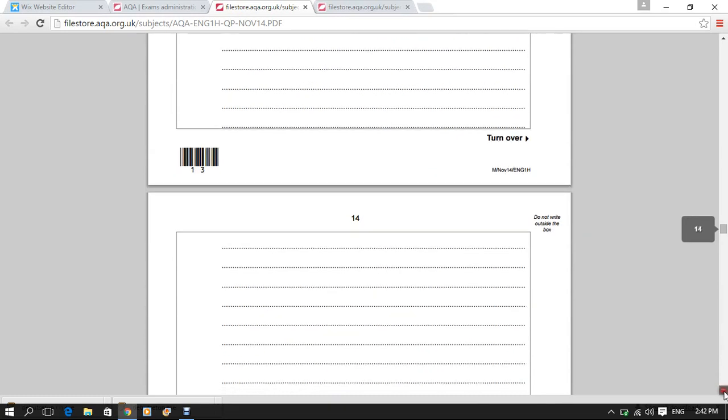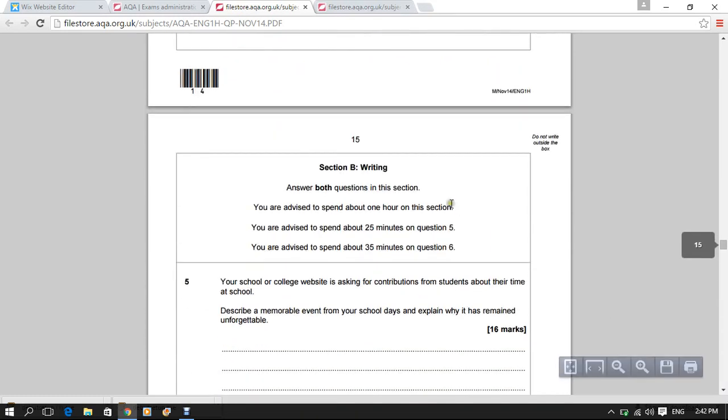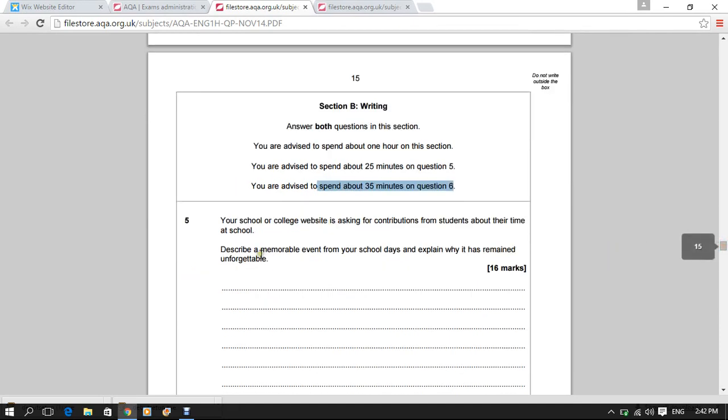Once you've completed the reading section, then the last 2 questions on the paper are for your own writing. And all the way down here then, we've got question 5 and 6. Now, one of the first things you've got to note is that question 5, you're asked to spend about 25 minutes on it, whereas question 6 you're asked to spend about 35. So these aren't equal. So question 5 will always be a describe question. So we can see here we've been asked to describe a memorable event from your school days. I'm sure there's a lot of those. And you're also asked to explain in this as well. The examiner for 16 marks is looking for about a side of writing, a couple of good, well-developed paragraphs.